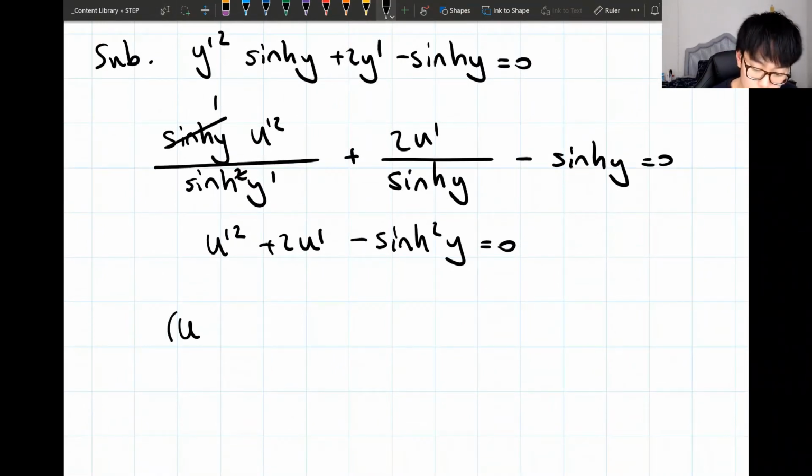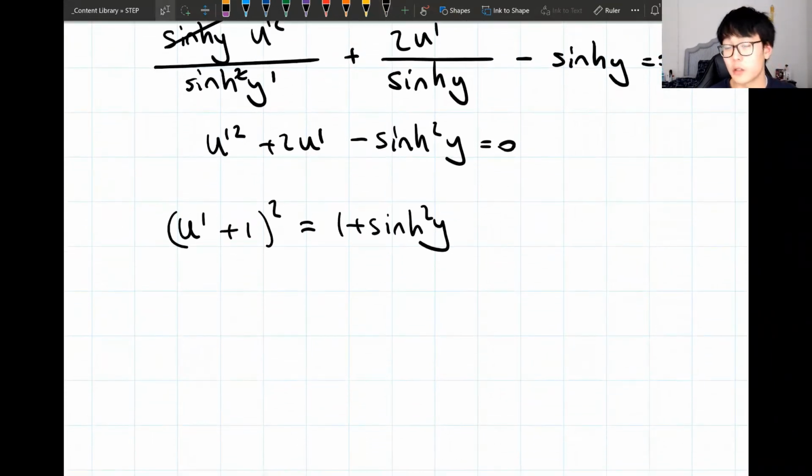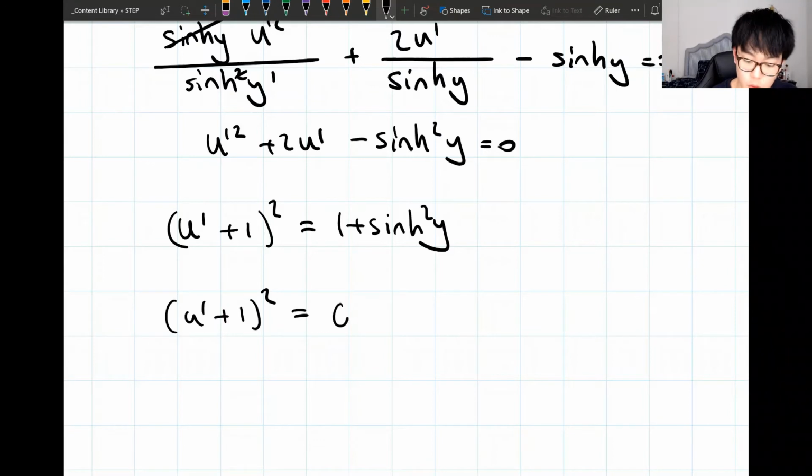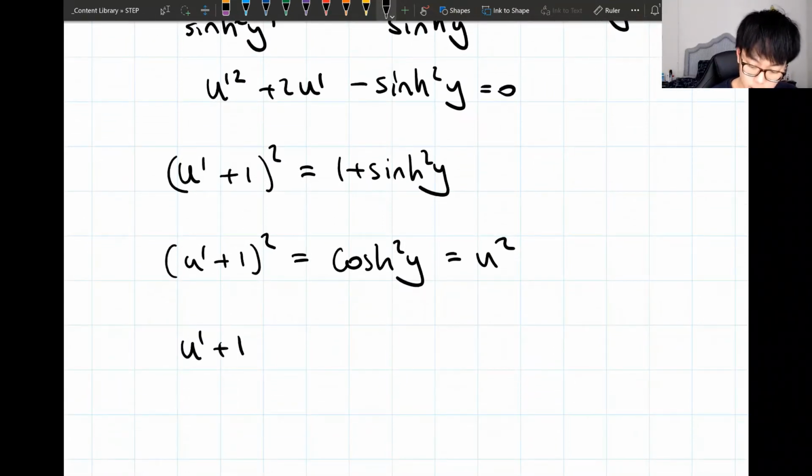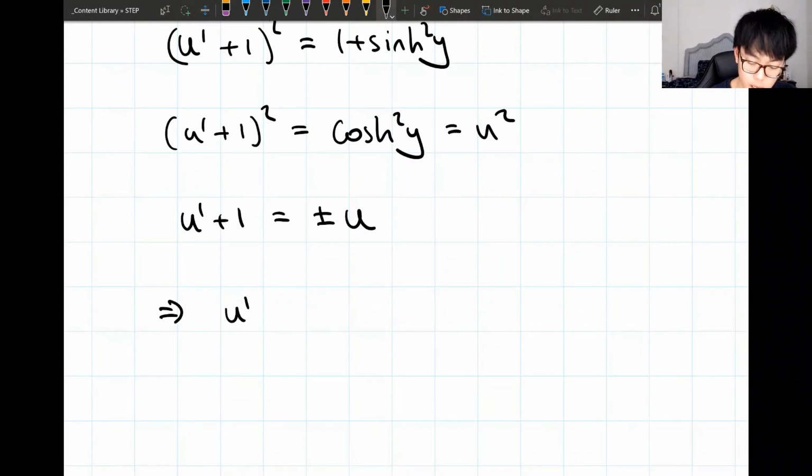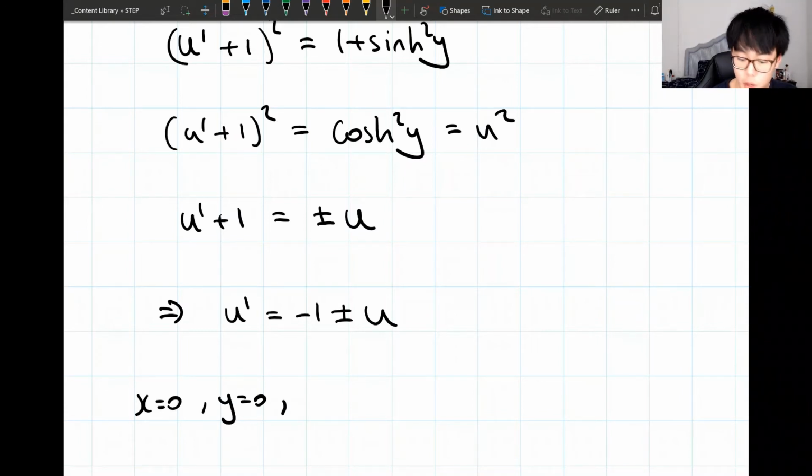Okay, so let's complete the square. So bear in mind we want our function in terms of u and x and not y, and so this is the final part. And so u dash plus 1 all squared is equal to cos square y, which is u squared by our substitution. And so u dash plus 1 is therefore equal to plus or minus u. Okay? And so this means that u dash is equal to minus 1 plus or minus u. Okay? And now let's think about the boundary conditions within our substitution. We need x equal to 0, y is equal to 0. When y is 0, cos 0 is 1, so u is equal to 1. Okay? And so let's solve this. Okay? And then what we're going to realize is that one of the solutions we must reject.